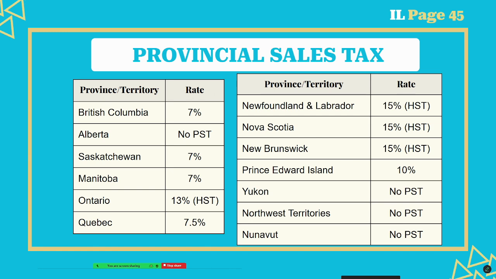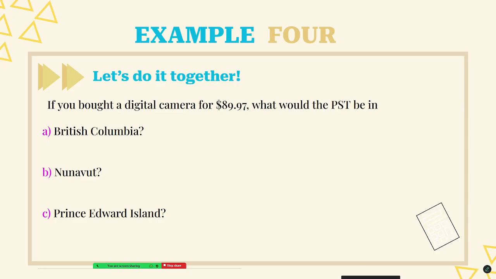If you're going through and you come across a key question that just says calculate HST, calculate the sales tax, then assume it's Ontario's 13% HST because we are in Ontario. Let that be a little note. If you're confused, you can just assume HST here in Ontario if it doesn't state otherwise.